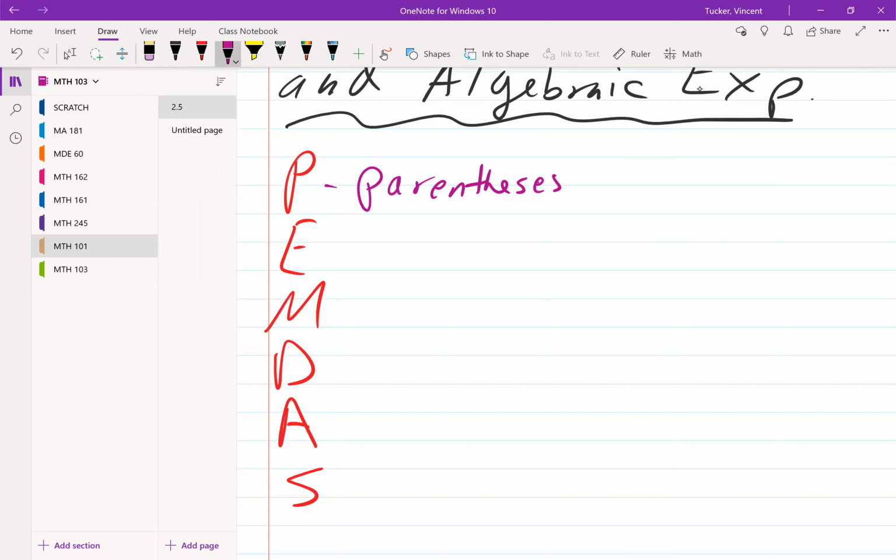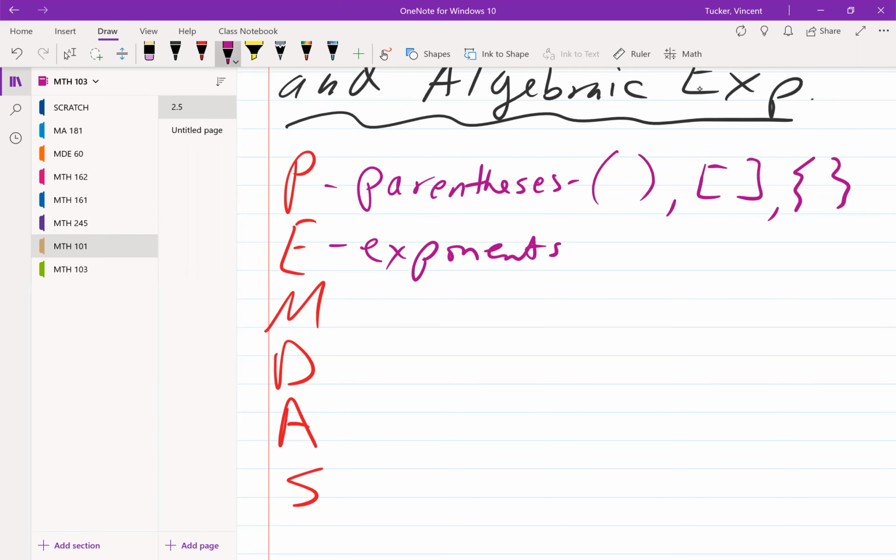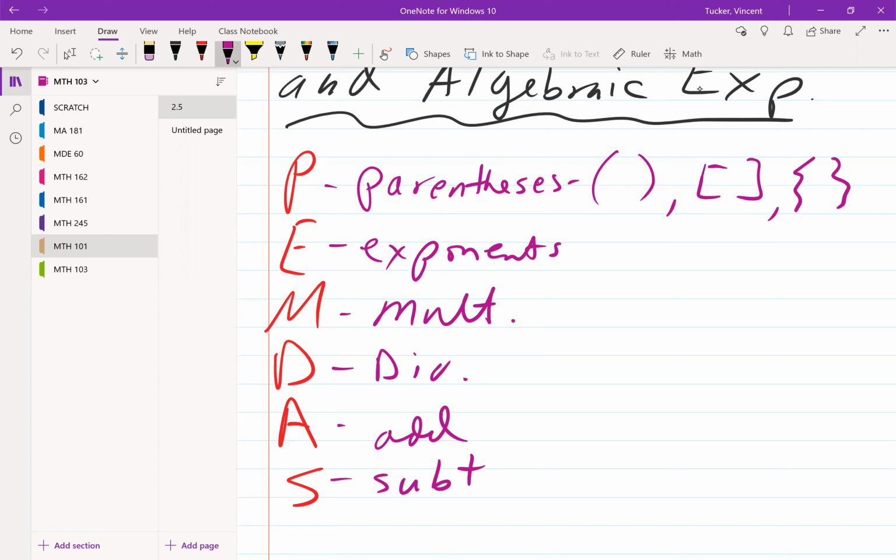So we're talking about parentheses, brackets, or braces. There we go. E is for exponents. M is for multiplication. D is for division. A is for addition. And then S is for subtraction.